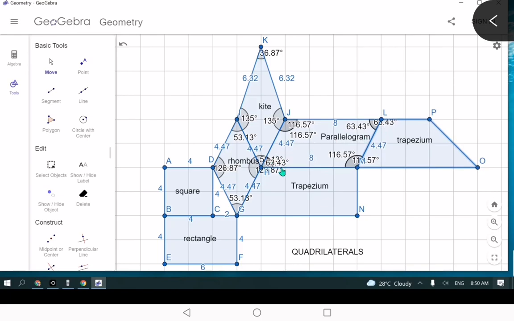I don't know where the other one is. This one belongs to here. Wow, so many here. Okay, so 63 and 63: opposite angles are equal for a parallelogram. Trapezium has only one pair of parallel lines, so you need to understand all these properties of quadrilaterals.